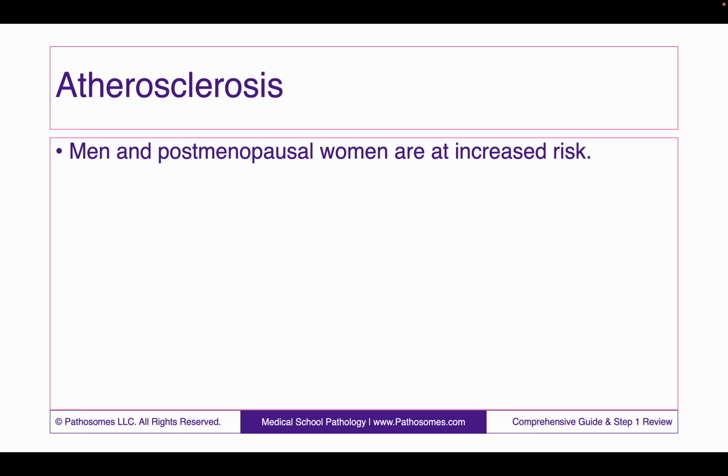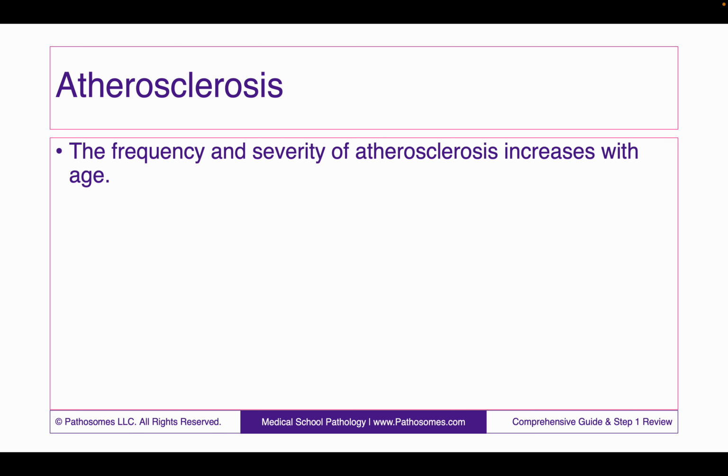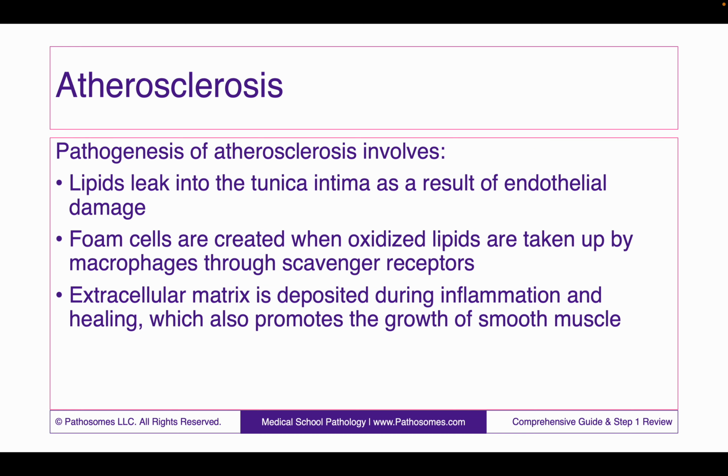Men and postmenopausal women are at increased risk for atherosclerosis. And that's because estrogen is protective against atherosclerosis. Thus, menopause is a risk factor as well. The frequency and severity of atherosclerosis typically increases with age. Now, the pathogenesis of atherosclerosis involves lipids, foam cells, and the extracellular matrix.